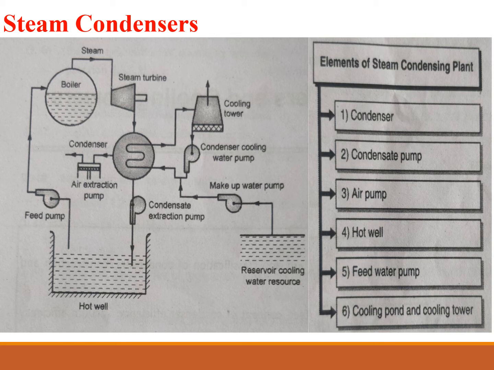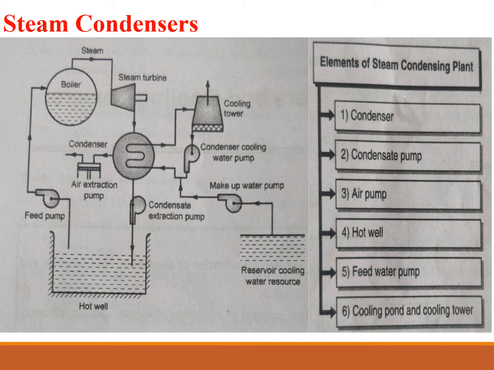Elements of steam condensing plant. First, condenser, condensate pump, air pump, hot well, feed water pump, and cooling pond or cooling tower. Condenser, in which the exhaust steam is condensed. Second, condensate pump, to extract condensate from the condenser and feed it back to the hot well.